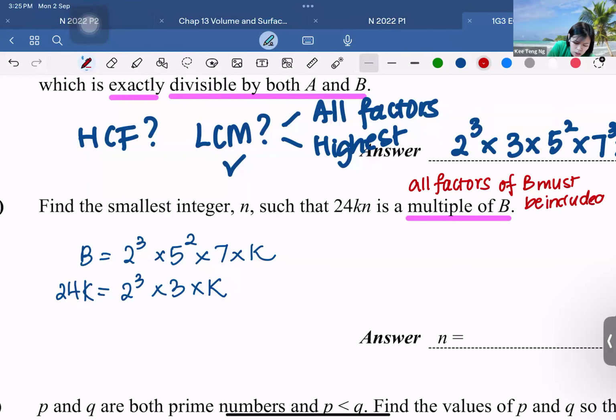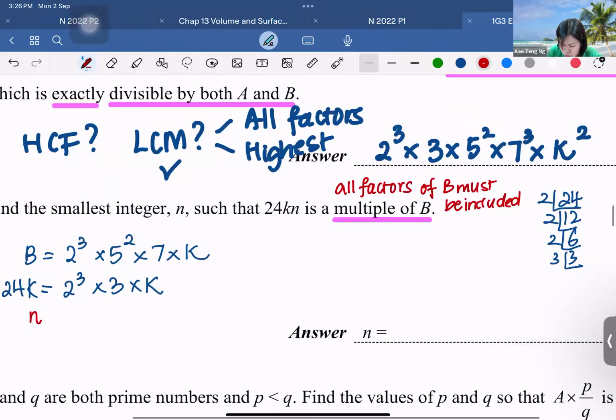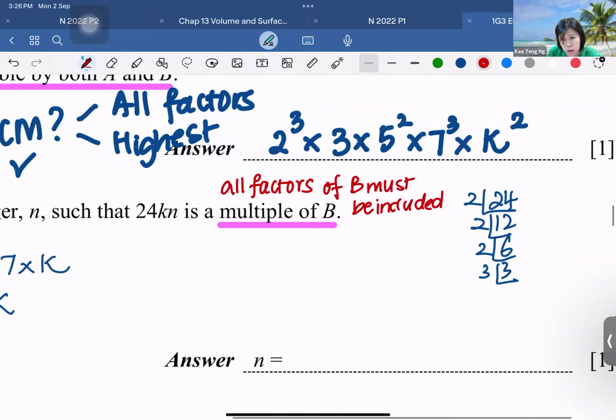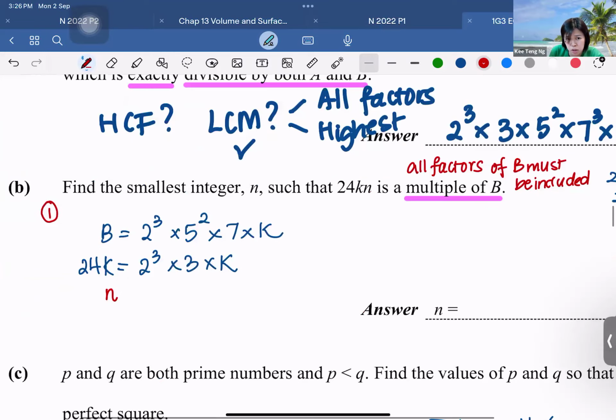First method, number one, we find by observation. Okay, method one. All the factors of B must be included in 24K times N. Let's check. What is 24? For me, I did the prime factors of 24: divide by 2, divide by 2, divide by 2, divide by 3. Okay, and I got 2 cubed and 3.